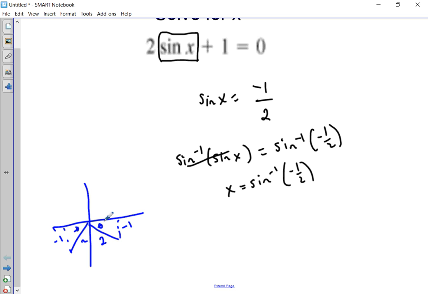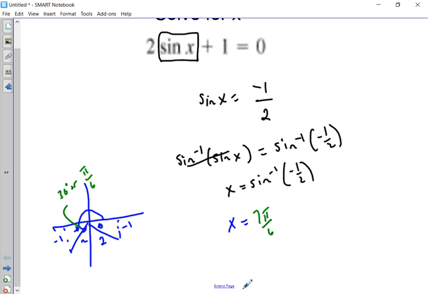Our first angle is going to be right there, starting at 0 and going around. What type of angle is that? An angle opposite of 1 over the hypotenuse 2 is a 30-degree angle. 30 degrees is a reference angle, or in radians, pi over 6. Pi over 6 is in the first quadrant, but this is actually in the third quadrant, so this is going to be 7 pi over 6.